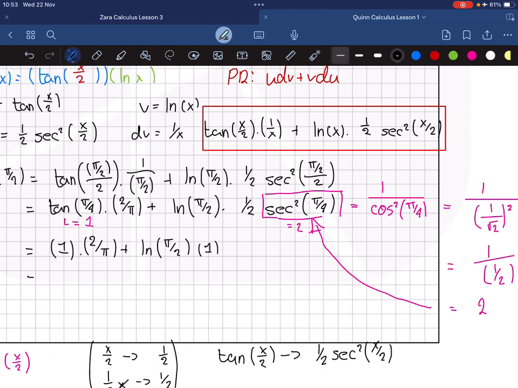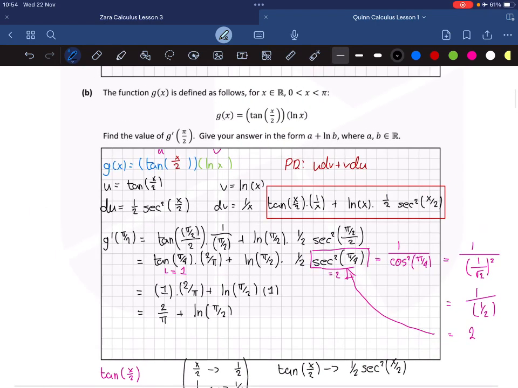So this whole thing is just equal to 2 over pi plus the natural log of pi over 2. This is why it's important to know the chain rule. Without this, you can't do this question.